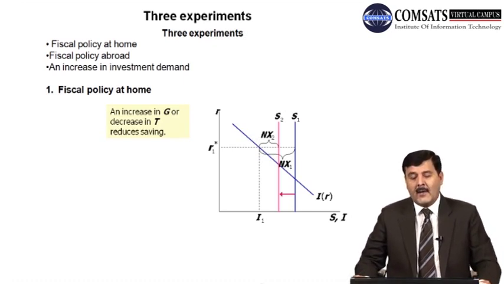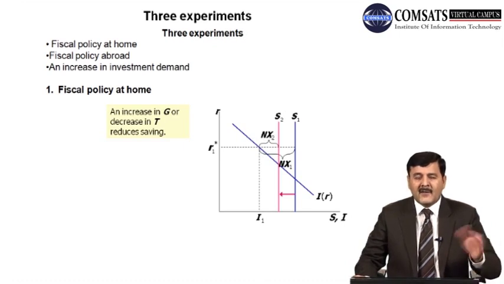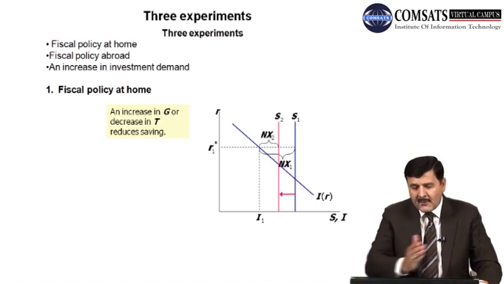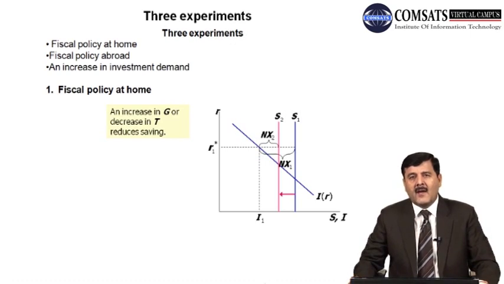Now let's see what happens if there is a change in fiscal policy at home, within the country. An increase in G or a decrease in taxes will reduce savings. So the saving curve will shift leftward, which is shown by the red line in the diagram. The curve with the red line is the new curve of saving, after the increase in spending or decrease in taxes. Now that new curve intersects the demand curve at a new point, right? So that is the new equilibrium.